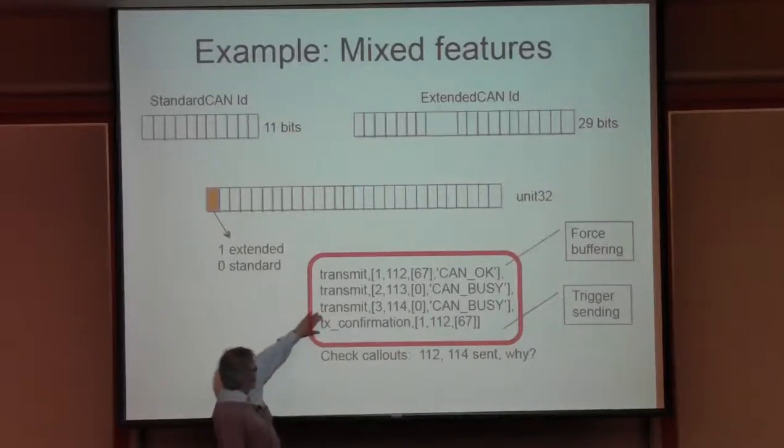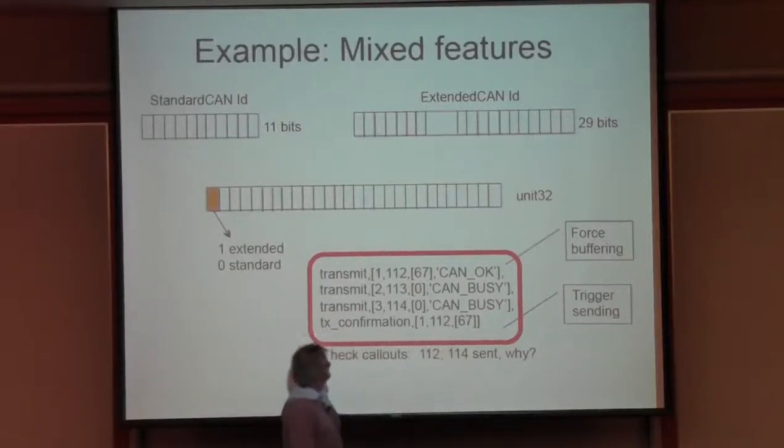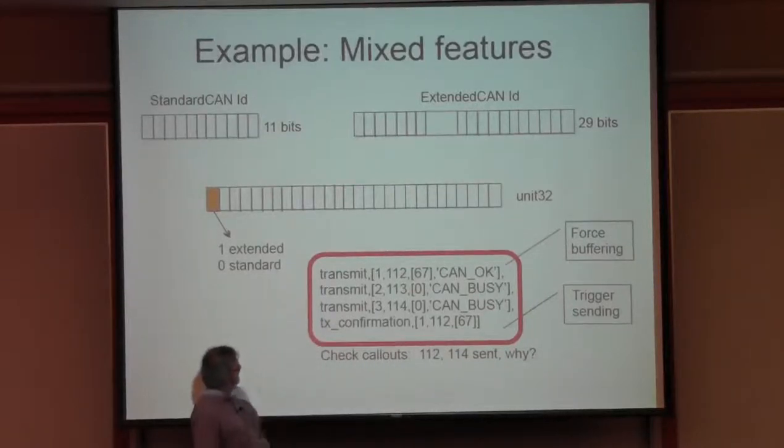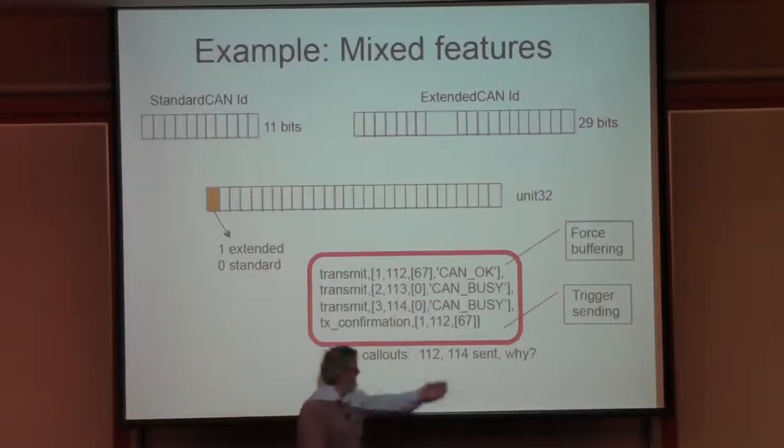Now we call the protocol layer from below, and we say the bus is confirming that it sent the message with ID 112. So what should happen? Well, this protocol layer should now send the next queued message, and which one should it be? 113. And which one was it? 114.